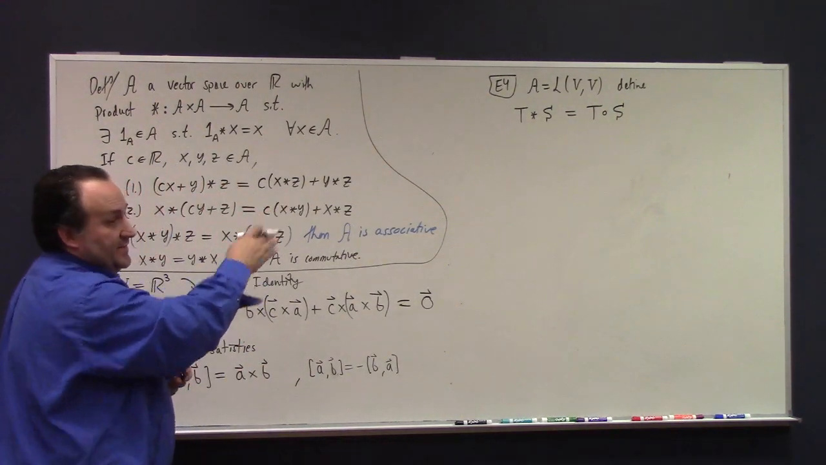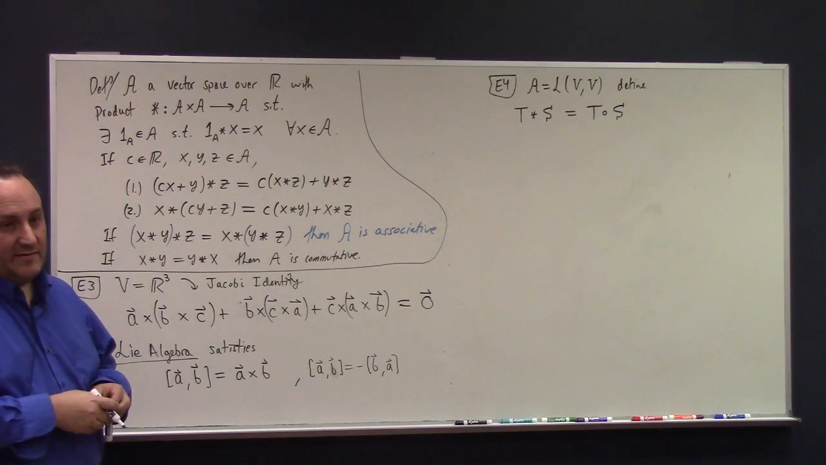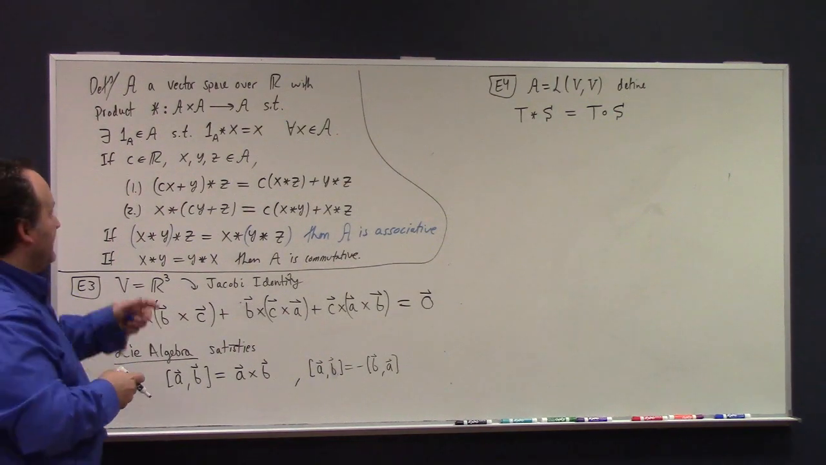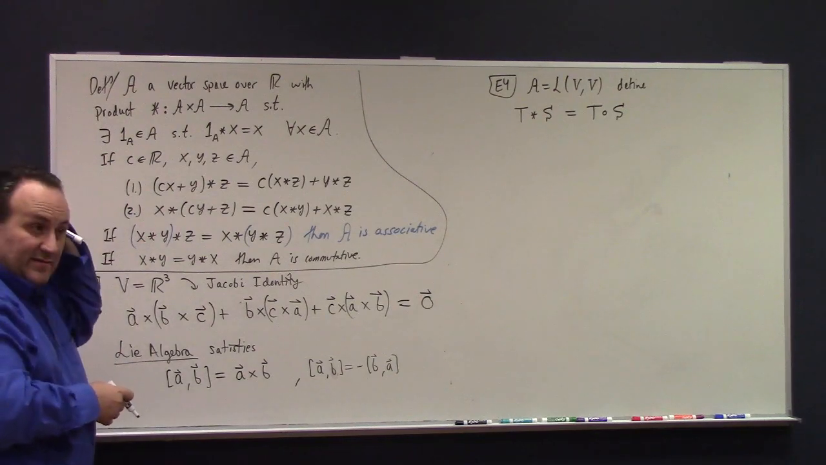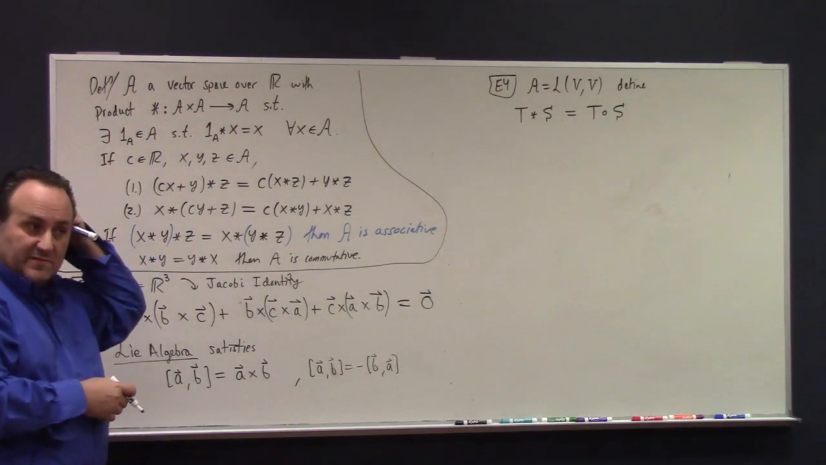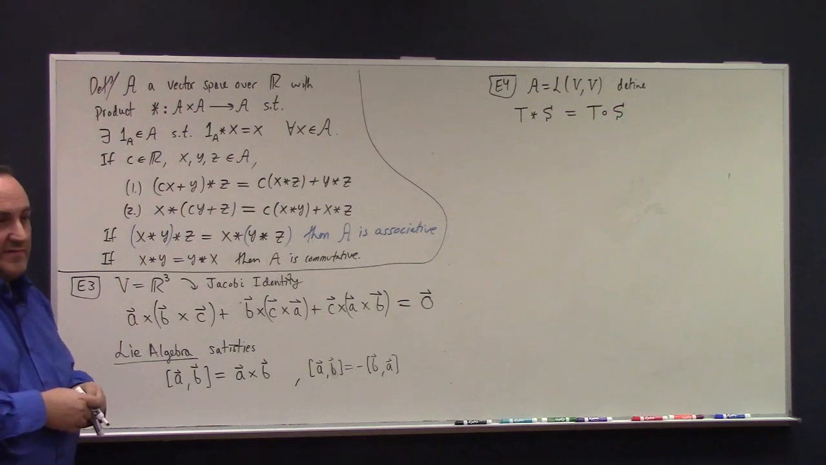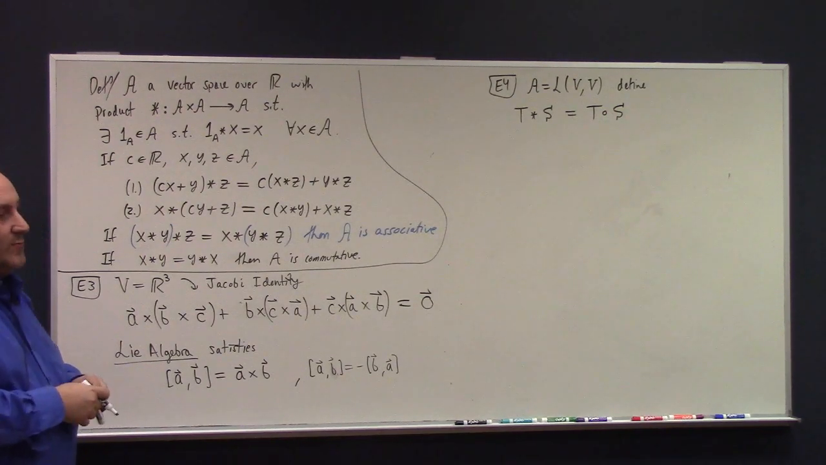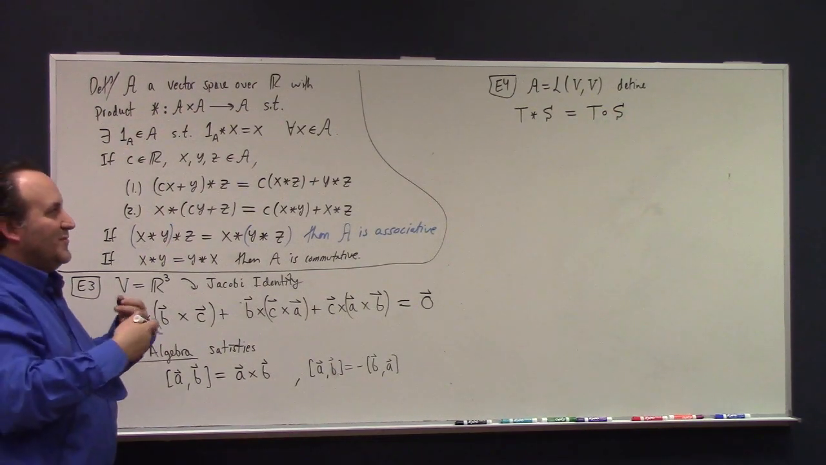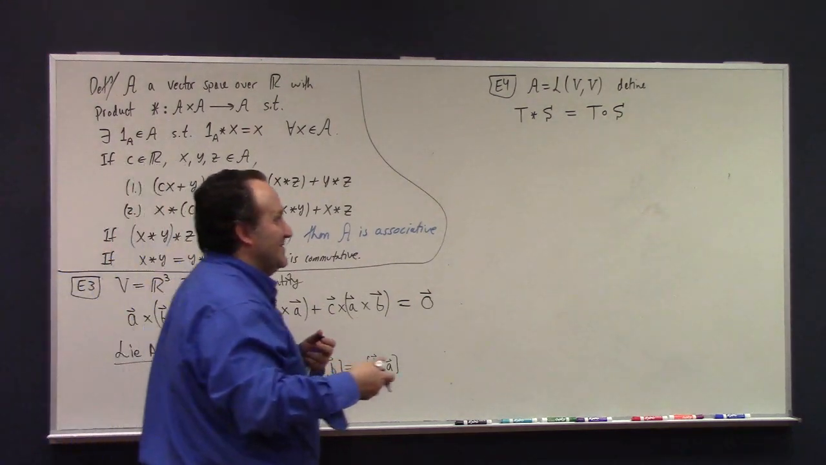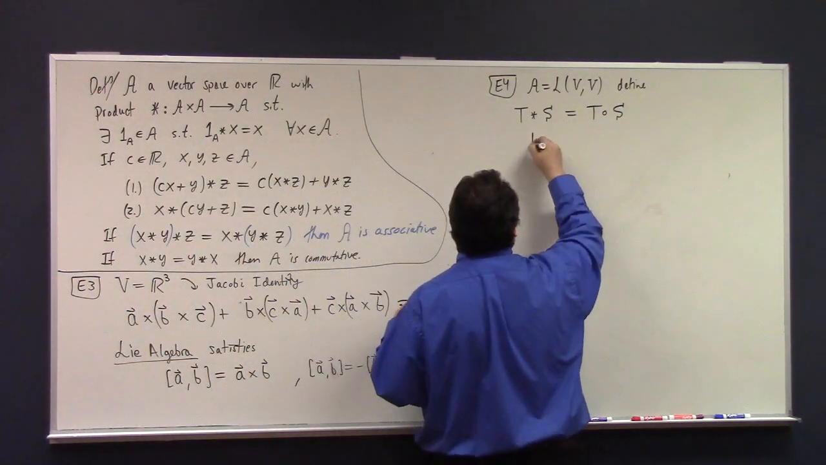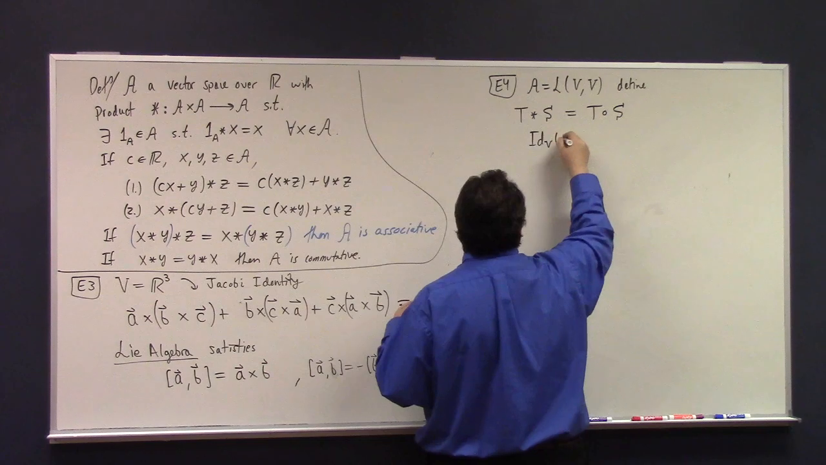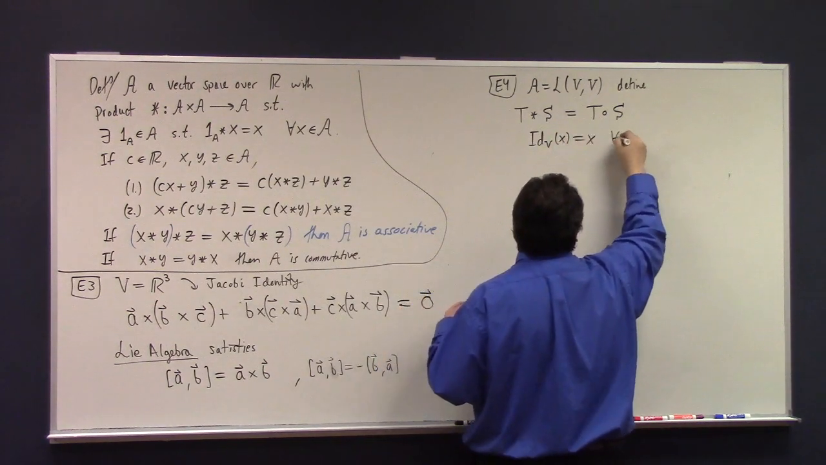But yes, you can check that it is in fact bilinear. It satisfies all these terms and conditions, and function composition is associative. So this gives an associative algebra. What's the identity? What's the number one? I gave it away. What's the number one in this algebra? The identity map, right? So id_V of x is just equal to x for all x in V.